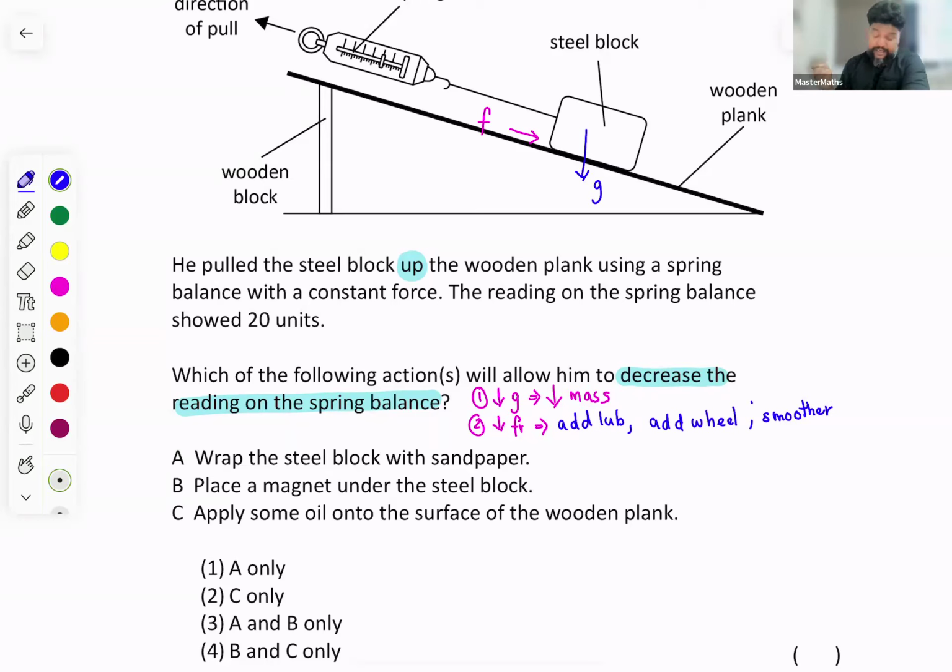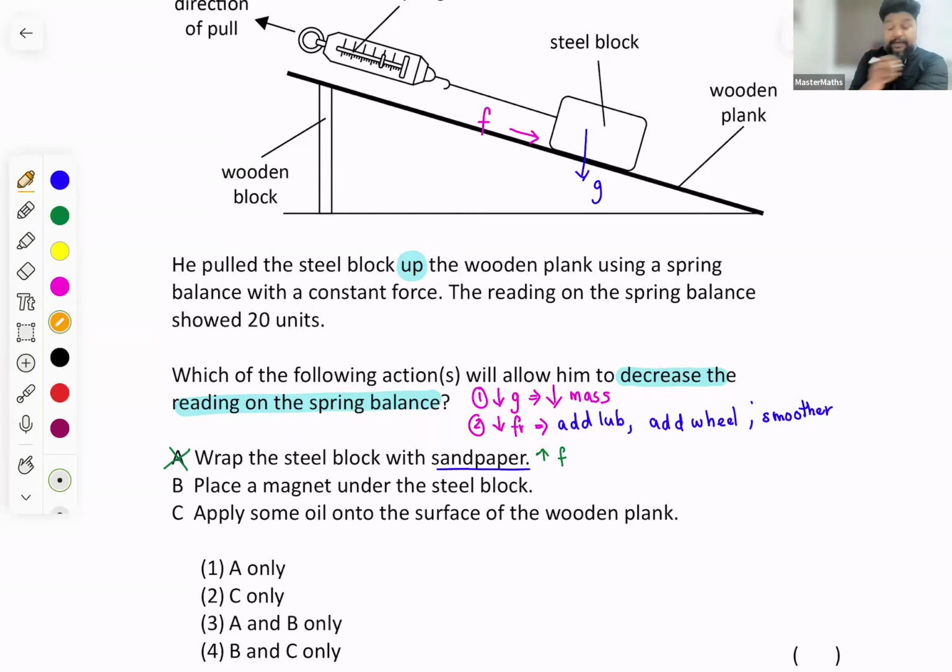Do we understand? Okay, so let's look at option one. Wrap the steel block with sandpaper. When I do that, what will I increase? I make it rougher. And when I do this, I will increase the amount of friction. When I increase the amount of friction, will it be easier or harder? It will be harder.